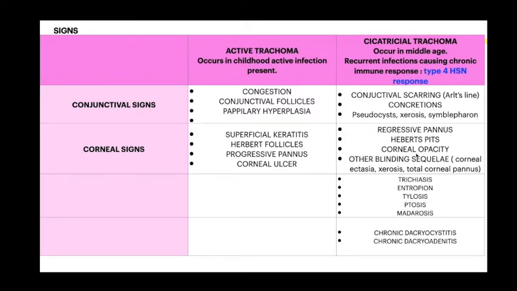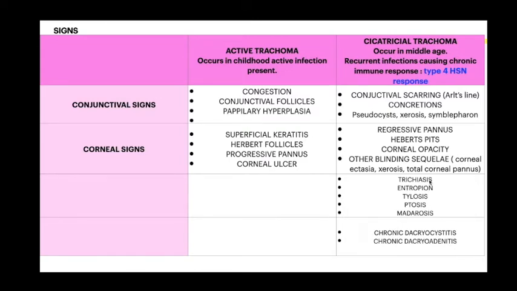Now here you can see corneal opacity, corneal opacification that is occurring gradually. Then other blinding sequelae like corneal ectasia, xerosis, total corneal pannus. Actually, pannus first starts in the upper part of the cornea, then it spreads down. So in late stages there can be total corneal pannus.